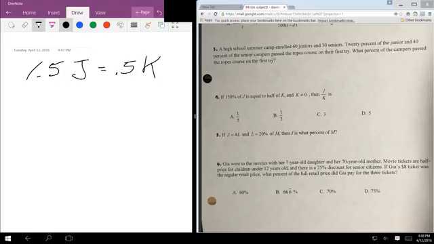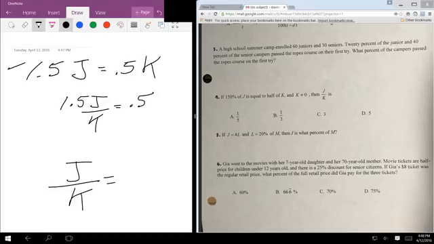Now, the goal isn't to solve for J or K, which we can't do anyway. The goal is to solve for j over k. How can we fiddle with that algebraic equation and end up with exactly j over k? What would be a good starting spot? How about if we divide by k? Okay. So the next line would read 1.5j divided by k equals 0.5. Notice I merely moved the k to the other side.